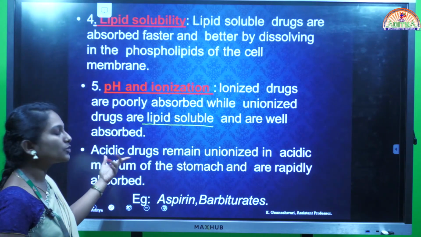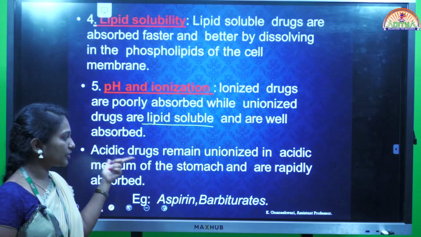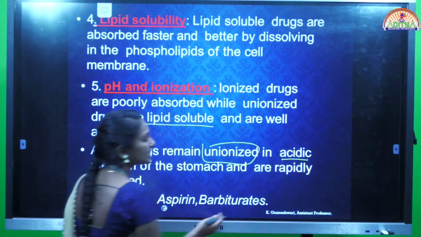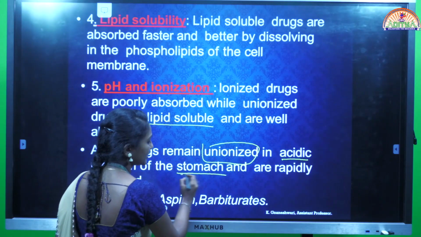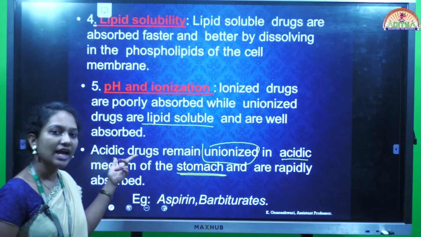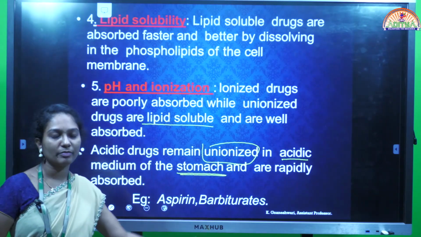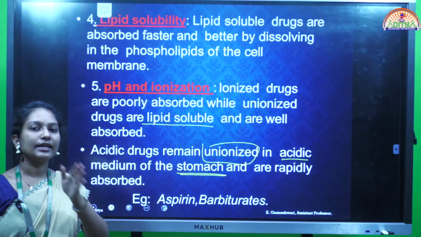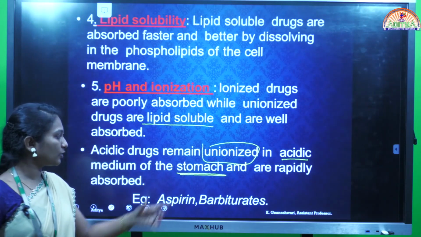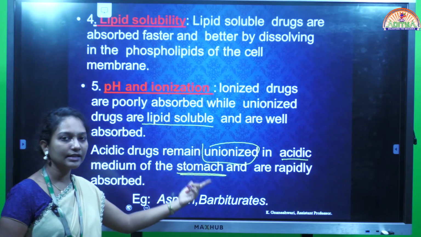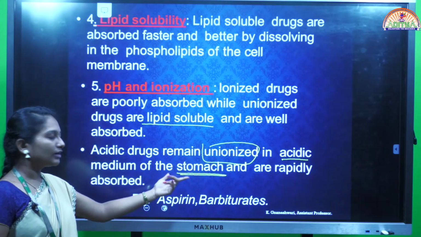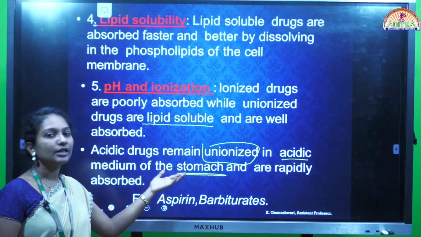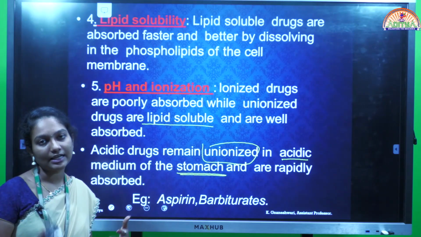So here are the drugs where, for example, the acidic drugs remain unionized in the acidic medium, that is, mostly within the stomach region. Most of the acidic drugs, just like aspirin or barbiturates, remain in the unionized state. Being in the unionized state within the acidic region of the stomach, they can get absorbed.